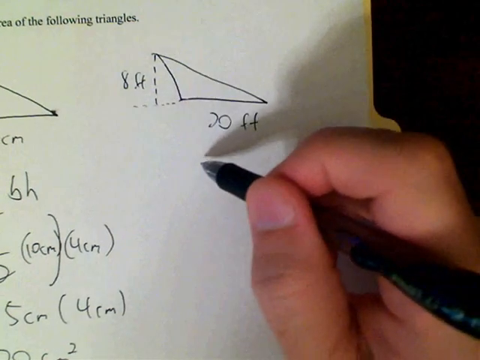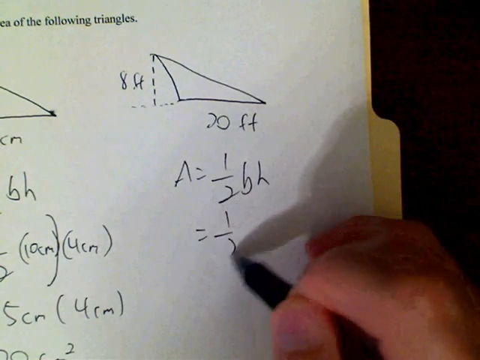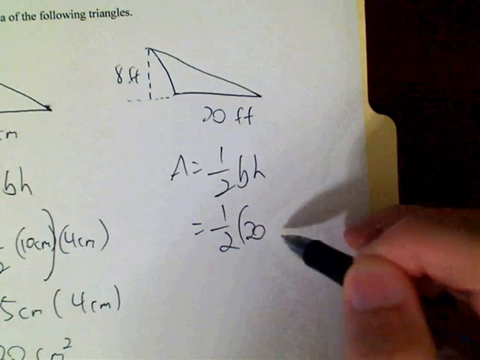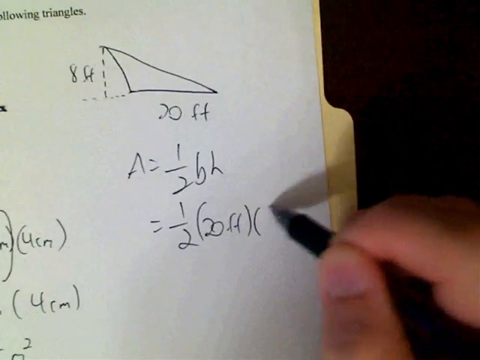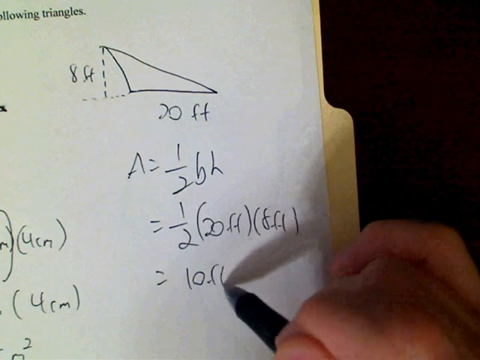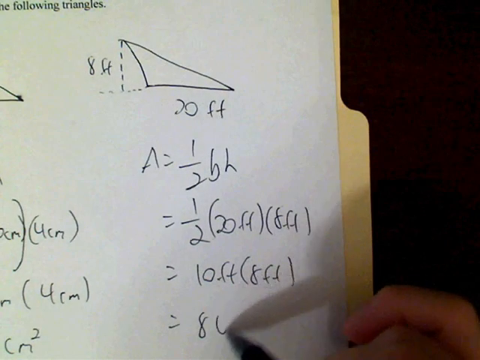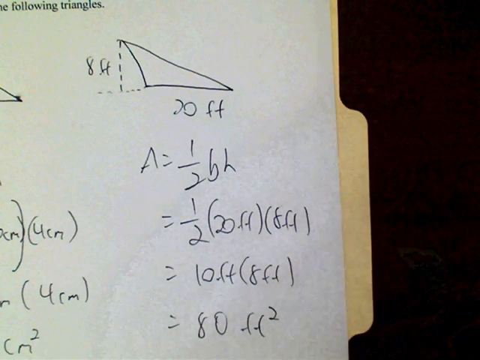So once again, let's use A equals 1/2 base times height, where the base is 20 feet and the height is 8 feet. Take half of 20, which is 10 feet, multiply that by 8 feet, and we get 80 square feet. And that's all we're doing.